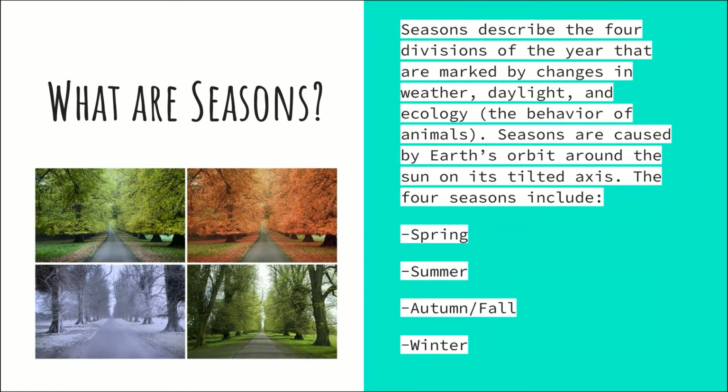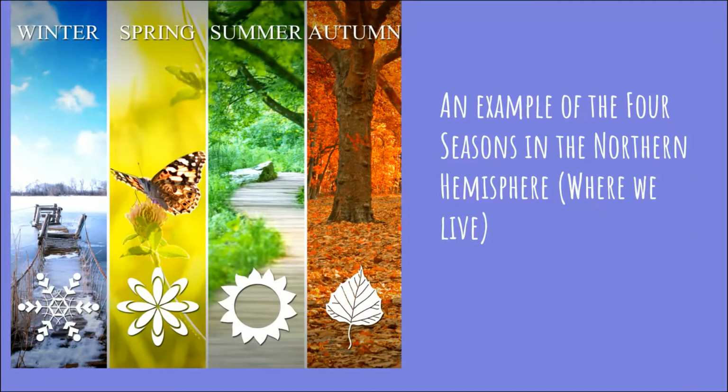So the 4 primary seasons include spring, summer, autumn or fall, and winter. And they occur in that order. It is spring in the beginning of the year, then it turns to summer, which transitions then to fall or autumn. And then finally, at the end of the year, it's winter, at least in the northern hemisphere. So this is an example of the 4 seasons in the northern hemisphere.